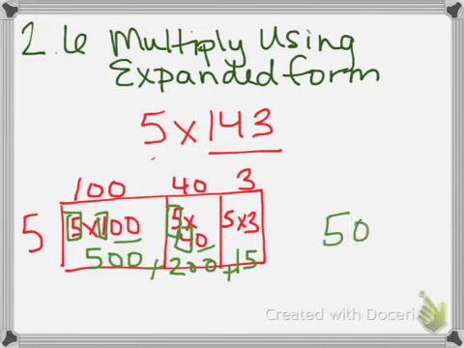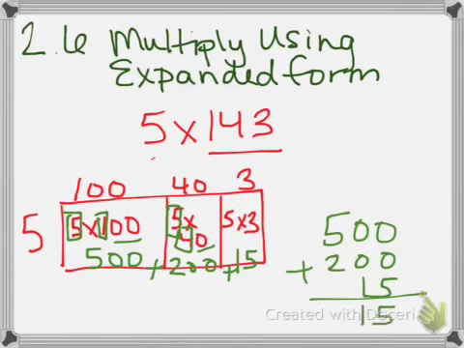So some people like to stack it vertically to align place values. I'm not going to lie, I'm a big fan of that. So the final product is 715.